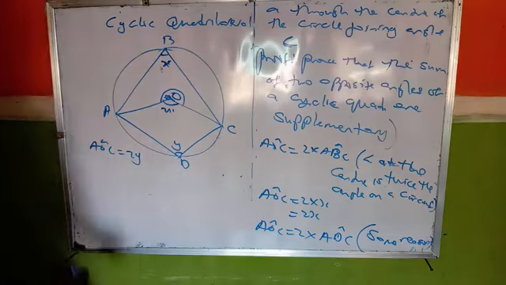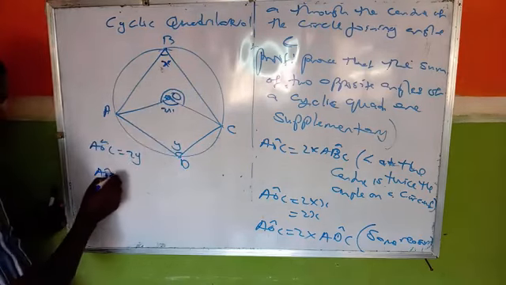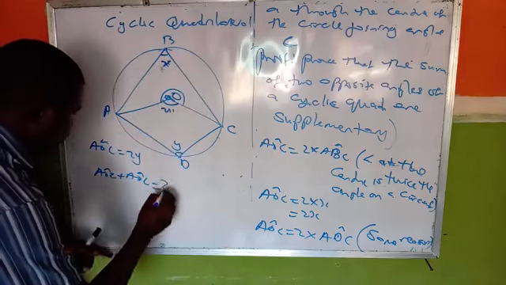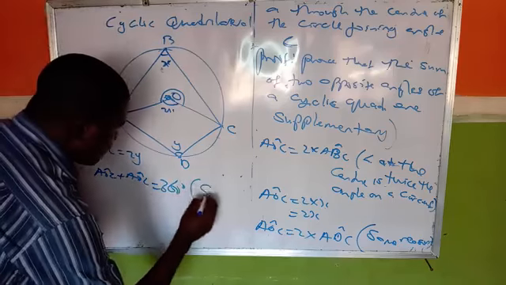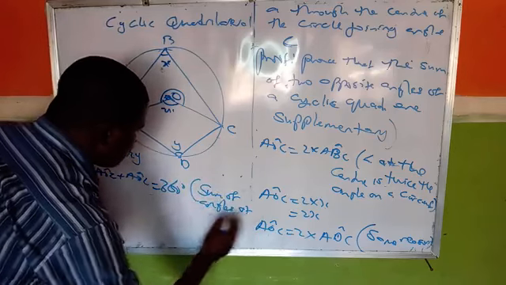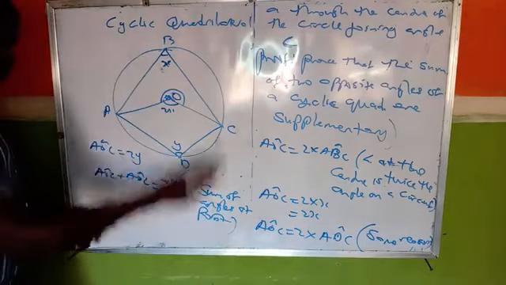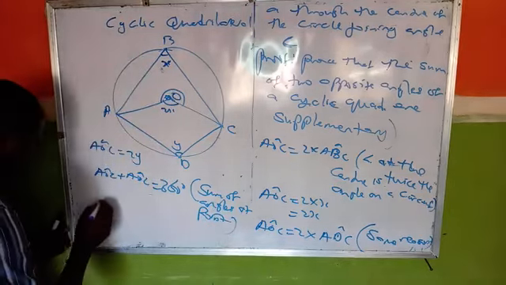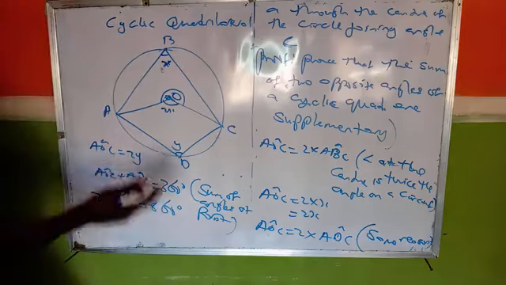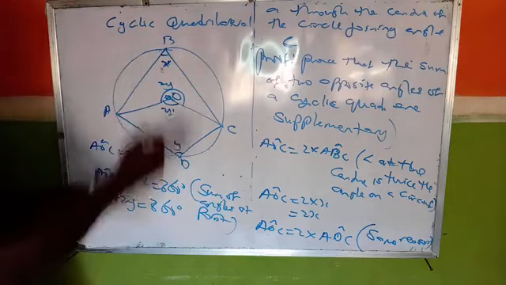Then, this angle here, there are two. So angle AOC plus angle AOC, that is the reflex angle plus the obtuse angle AOC, equal to 360 degrees. That's the sum of angles at a point. Sum of angles at a point is equal to 360. So what you have here is 2x plus 2y equal to 360 degrees.